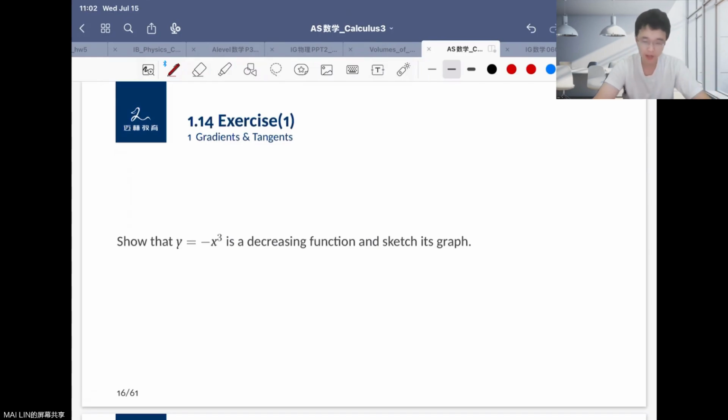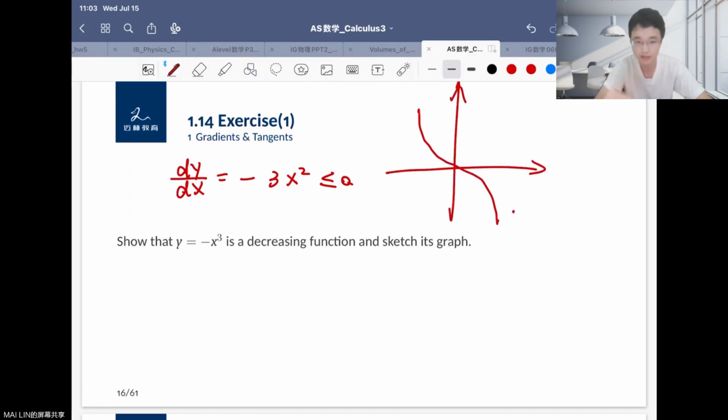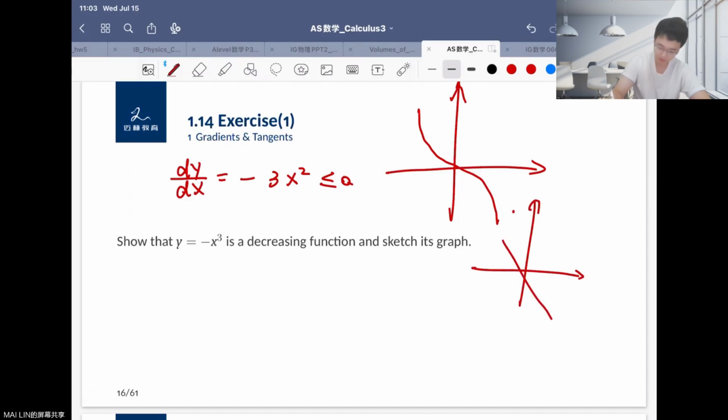Maybe for y equals negative x cubed, if you want to determine whether it is a decreasing function or not, first we find the differentiation. dy/dx equals negative 3x squared, so it's smaller than or equal to 0. So we can say that it is a decreasing function. Now we can try to draw the graph of negative x cubed, which is a decreasing function. You don't need to know how to draw the graph exactly, you just need to understand that the graph is always decreasing. That is enough. Even if you just draw it like this, it's okay, just decreasing all the time.